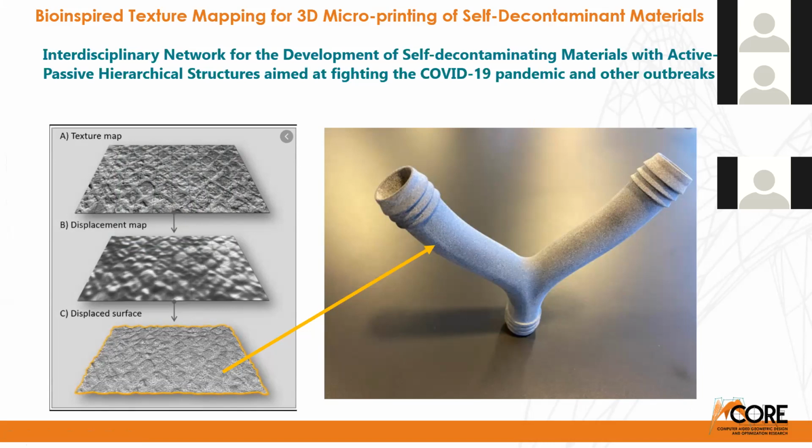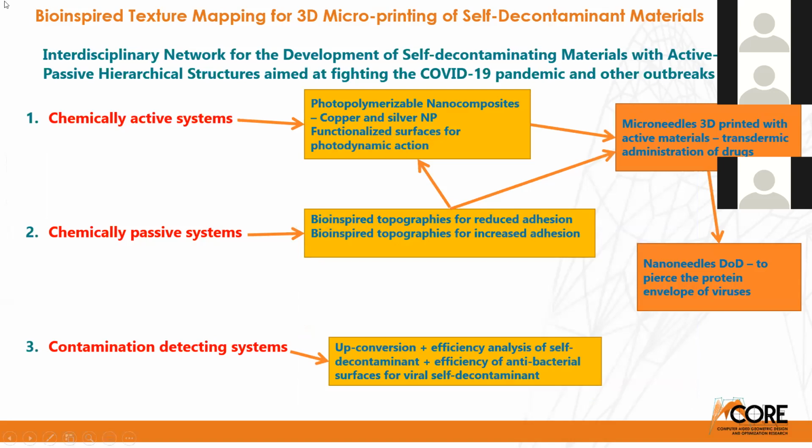The other part of the project, the active, I mean, this part we call the passive part of the project, which is the self-decontaminant property that comes from just the topography of the surface in the micro and nano scale. But also the self-decontaminant may come from the active part, the chemical part. So we are working in parallel in these two fronts, the active and the passive structure. So this is like a summary of the project.